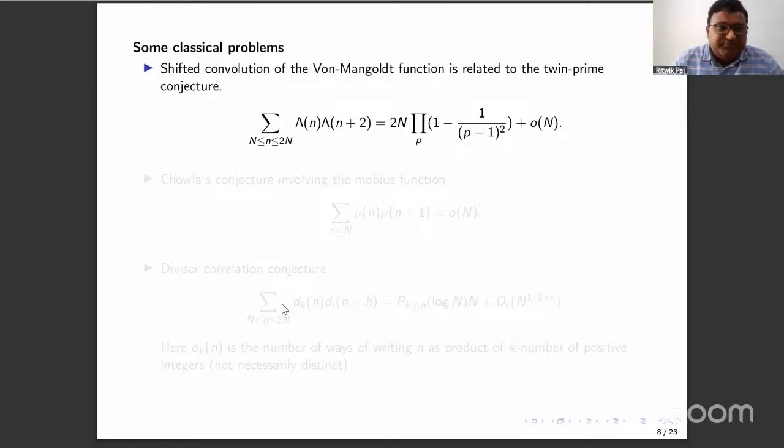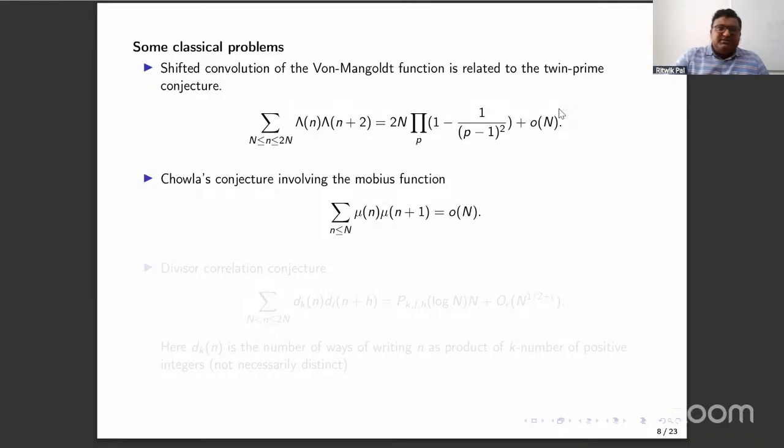Now let us see some classical problems. The twin prime conjecture says that p and p plus 2 are both prime for infinitely many primes. This twin prime conjecture, or this shifted convolution sum with respect to the von Mangoldt function, implies the twin prime conjecture, and each implies the other. First of all, I want to mention that it's not a theorem; it's a conjecture. It has not been proven.